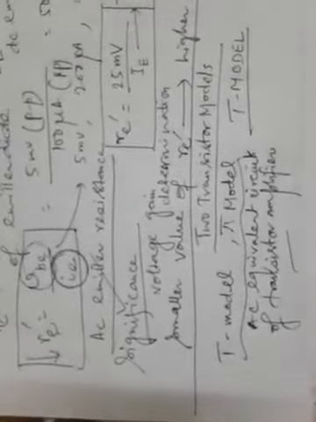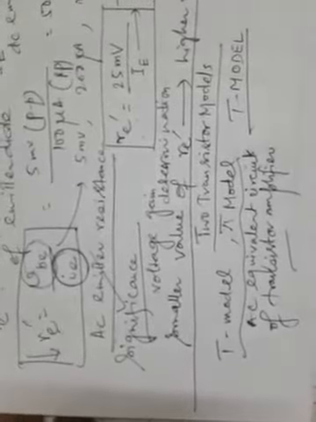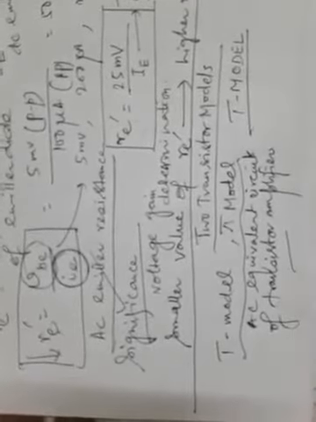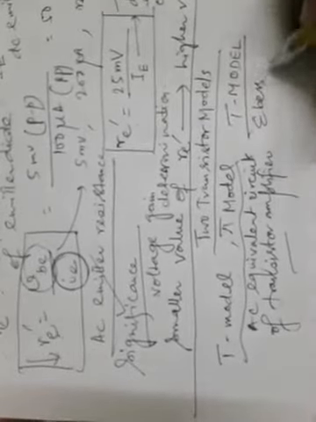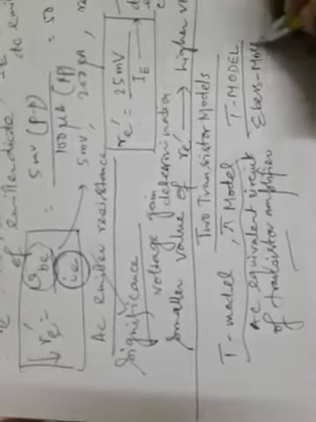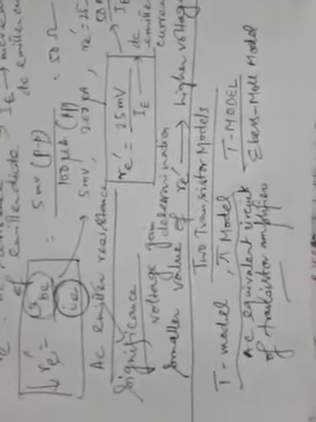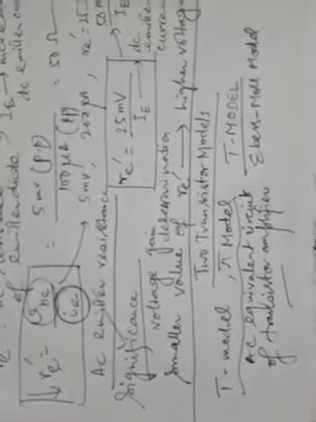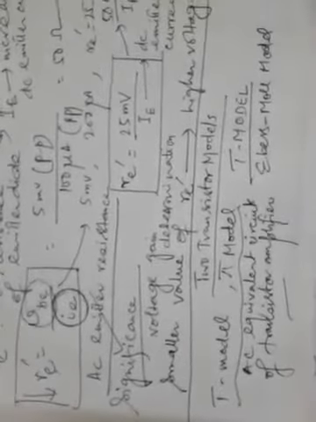Now it is one of the earliest of AC models, and from there this T model had been developed, and that earlier AC model was the Ebers-Moll model. So this was one of the earlier AC equivalent circuits or models for transistor amplifier, and I am drawing that here.